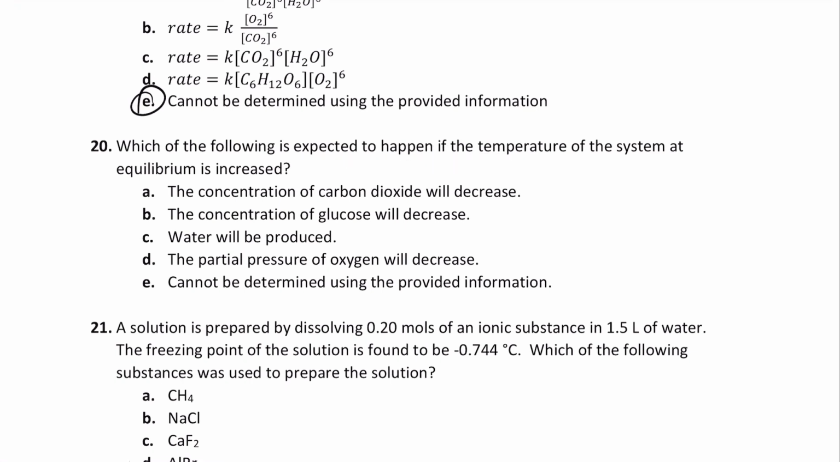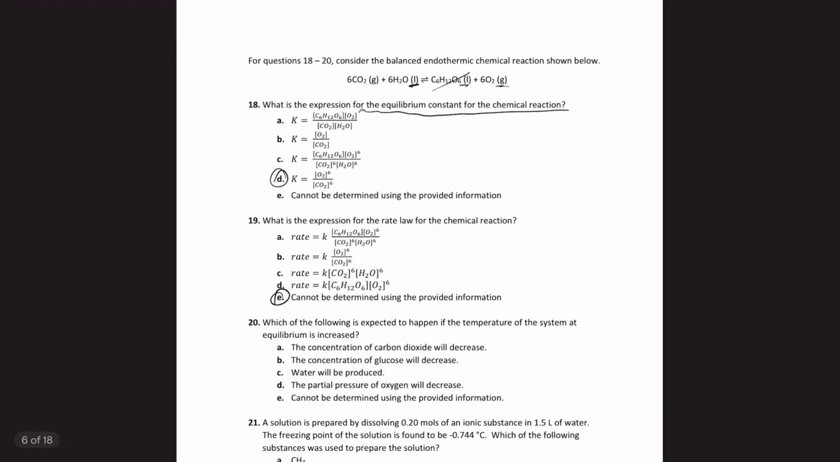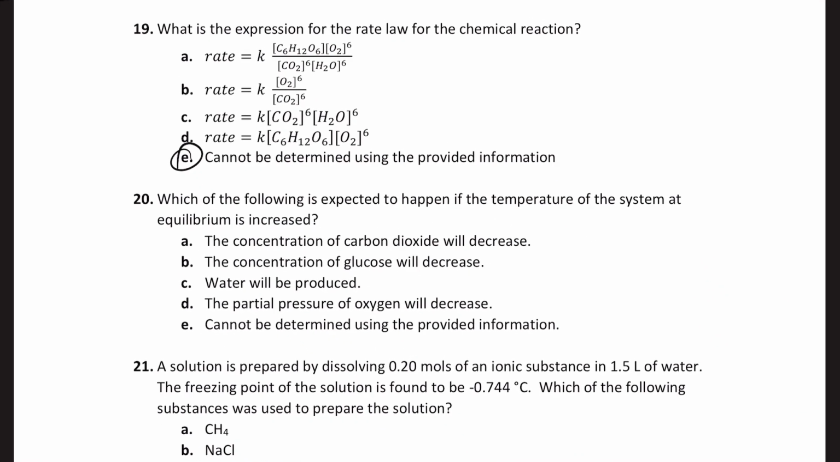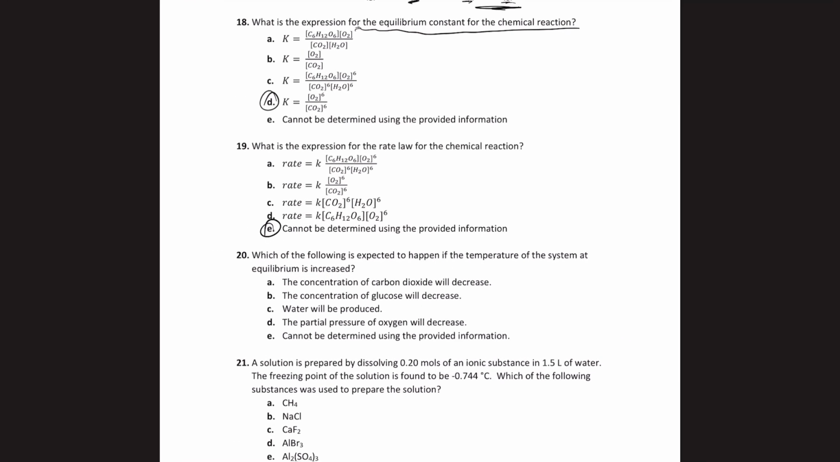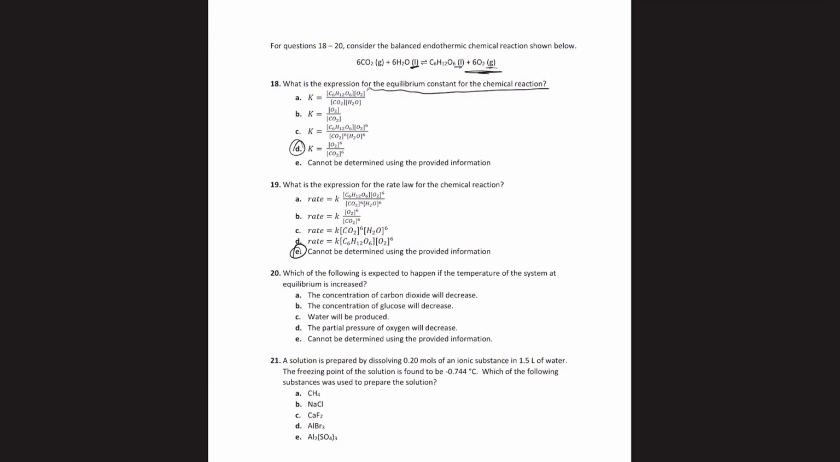Which of the following is expected to happen if the temperature of the system at equilibrium increases? It said here that it's endothermic, so that means the forward reaction is being favored. Anything that's happening here, increasing this or increasing this, would be good. So the concentration of carbon dioxide will decrease. That is definitely true. Glucose will decrease. Nope. Water will be produced. Nope. Partial pressure will decrease. Nope. So it has to be A.